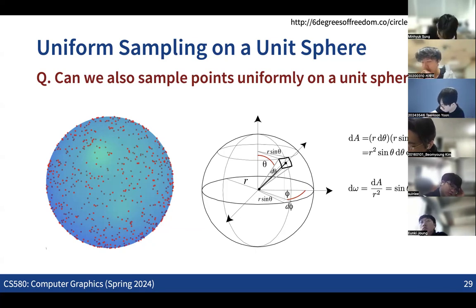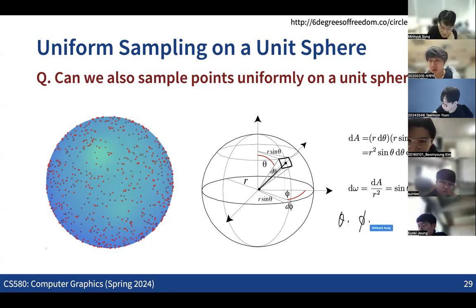So let's think about the case where we are only sampling theta and phi. This is the case where we have the unit sphere, which means that R is fixed to be 1, right?